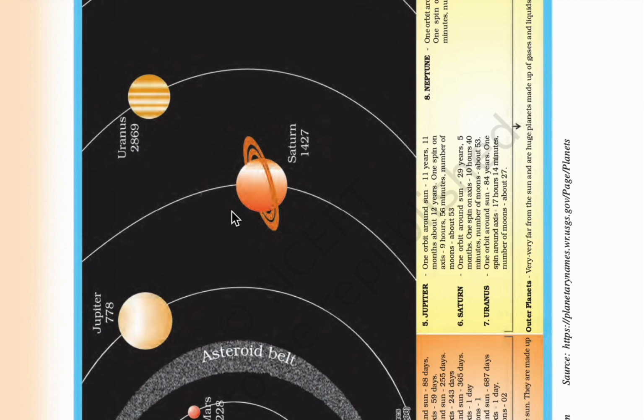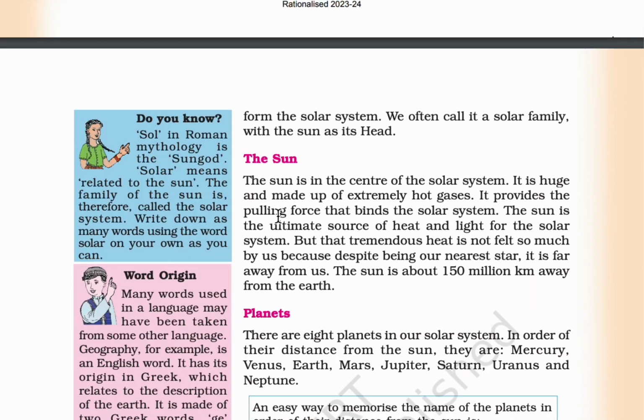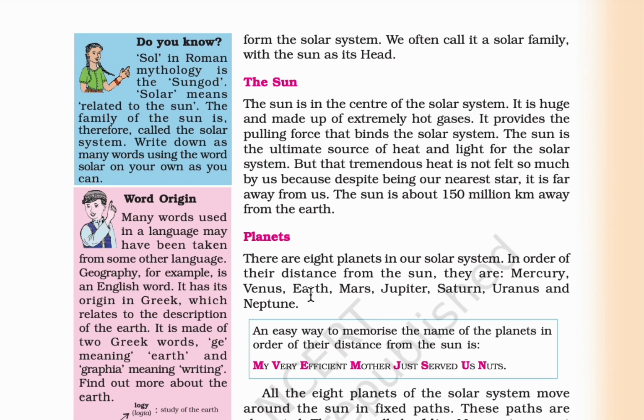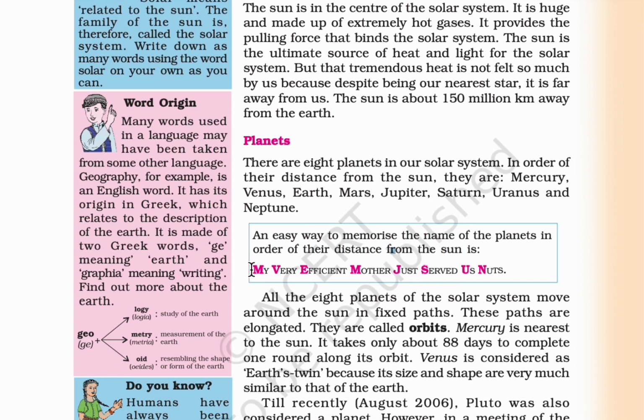The trick to remember the order of these planets is: My Very Efficient Mother Just Served Us Nuts. You can see over here. M stands for Mercury, V for Venus, E for Earth, M for Mars, J for Jupiter, S for Saturn, U for Uranus, and N for Neptune.